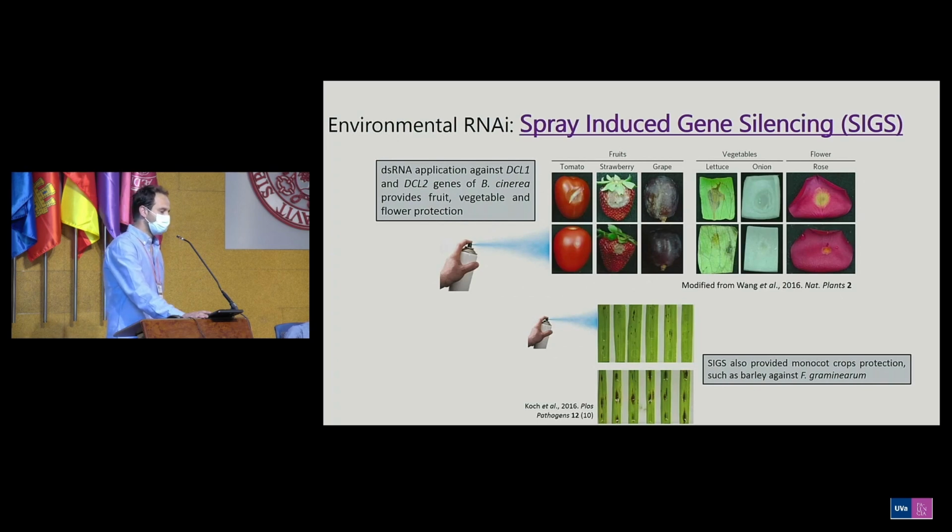And finally, I just want to say that not all the fungi are good for SIGS. The fungus must have two requirements. The first one is that it has to have a complete RNAi machinery, okay? And the second one is that the fungus needs to be able to uptake the environmental double-stranded RNA.